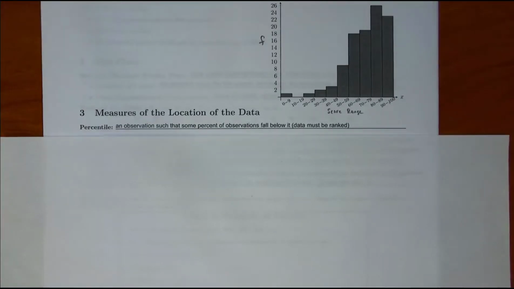For instance, percentile. This is probably a word you've heard before, because if you've taken any standardized test, you have gotten results that probably gave your score in percentile form. Of course, you probably got a raw score too. Like if you took the PSAT or the SAT or the ACT, you're going to get a percentile score as well as your raw score. A percentile is an observation such that some percent of all observations fall below it when you have a ranked data set. That's very important. You have to have a ranked data set.